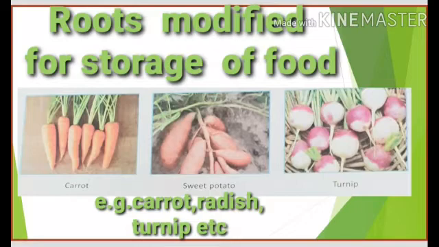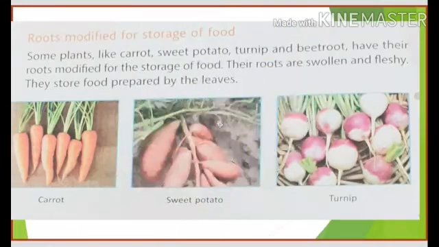Some of the plants like carrot, radish, turnip, etc., when the plant prepares food for itself, it also stores some of the food in the roots. And because of storing of food, the roots swell up, and these swollen roots are eaten by us as they are very nutritious for us. You know very well, carrots are rich sources of vitamins, and other modified roots are also used by us. So, I can say this is all about the modification of the root for the storage of food.